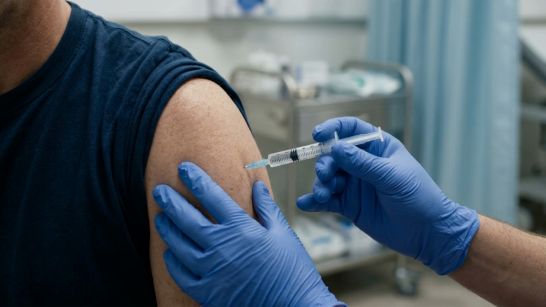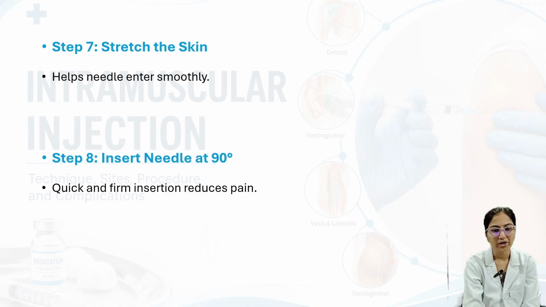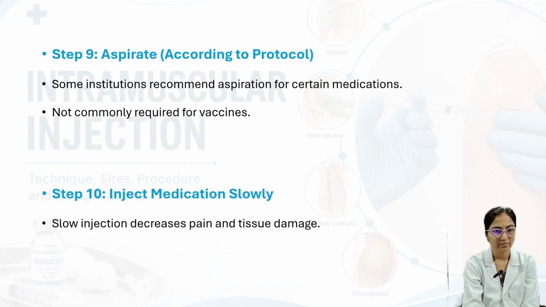And the next step is insert needle at 90 degree. Quick insertion reduces pain. Next we'll move to the ninth step, aspirate. Here according to protocol we need to do. Some institutions recommend aspiration for certain medications, not commonly required for vaccines. And the next step, 10th step, inject medication slowly. Slow injection decreases pain and tissue damage.